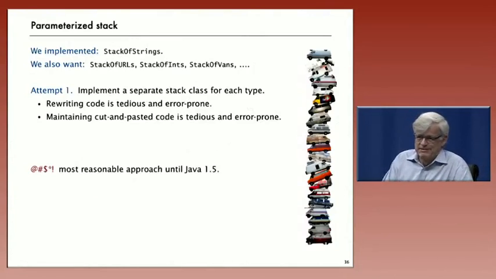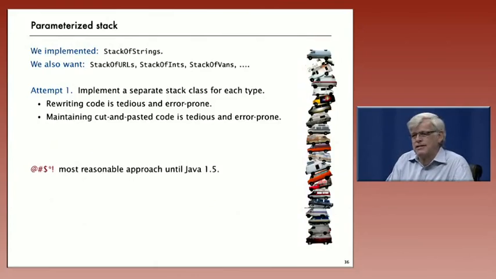All right, so we implemented stack of strings, but in applications, we have all different types of data that we might want to implement, like a stack of ints, say, or URLs, or cars, or vans, or whatever data that we might be processing. So how are we going to implement stacks and queues for those types of data?